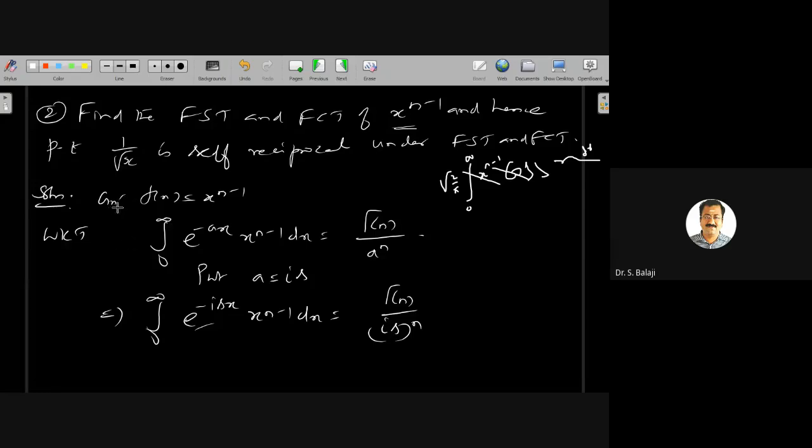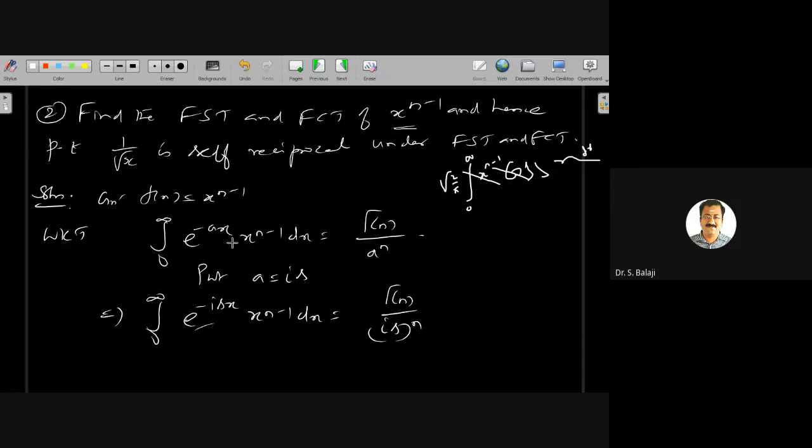You know the gamma integral result here: integral 0 to infinity e power minus ax x power n minus 1 dx equals gamma n by a power n. Gamma n simply means the integral 0 to infinity e power minus x, x power n minus 1. This is gamma n. Instead of x, ax is there, so you put ax equal to y. You get this additional a power n in the denominator, like the gamma integral result.